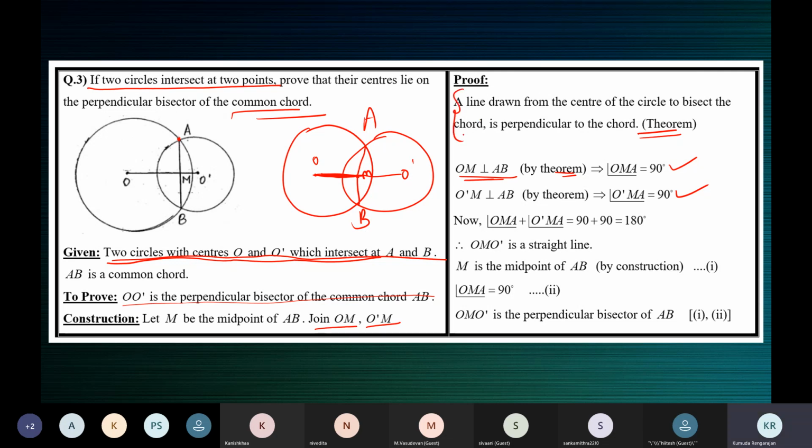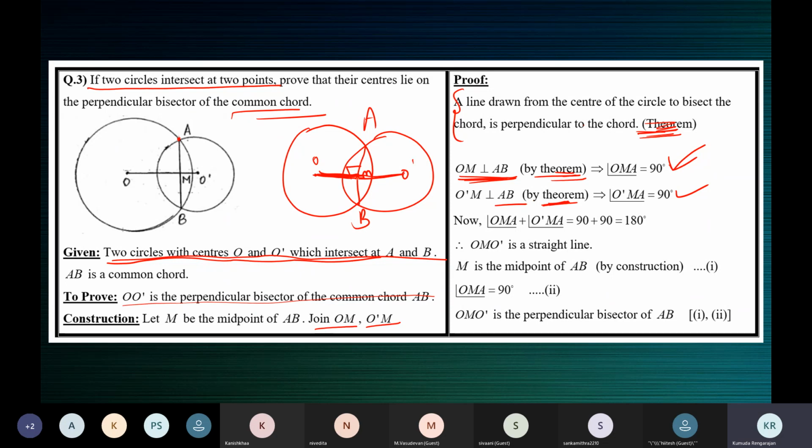We're using this theorem. What is OM? It's a line from the center which bisects the chord AB, so it should be perpendicular to AB. OM is perpendicular to AB by the theorem. That means angle OMB is 90 degrees. O dash M is perpendicular to AB by the same theorem. You should state the theorem here. See, I've stated the theorem and then I gave the reason, by theorem.